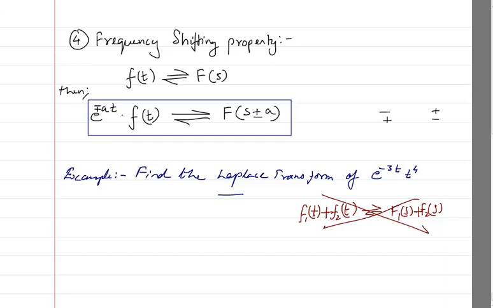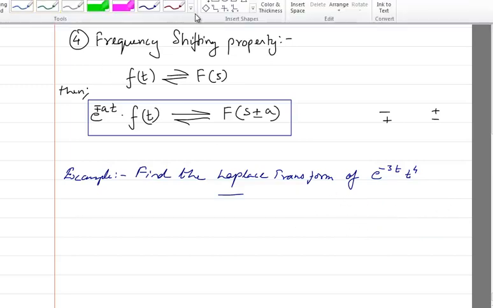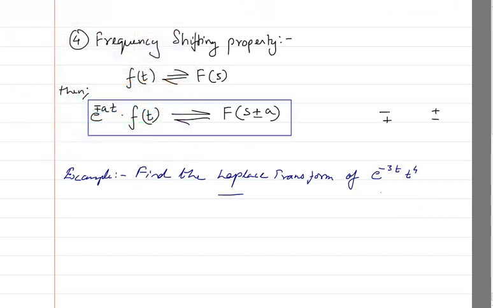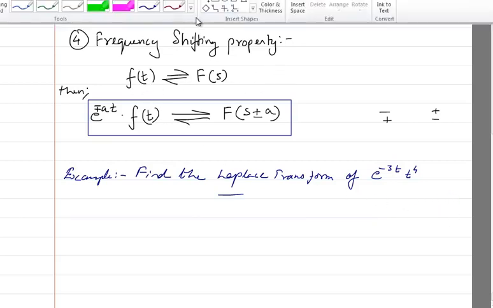Okay, now based on that, here we will find that it is actually multiplication of two functions. One of the functions is e raised to power minus 3t, and the other function is t raised to power 4. And people try to find the Laplace transform of this one, which comes out to be 1 divided by s plus 3, and then this one they find out, and then they do the multiplication, and that is totally wrong. Okay, for this one we have to use the frequency shifting property. How do we do it?